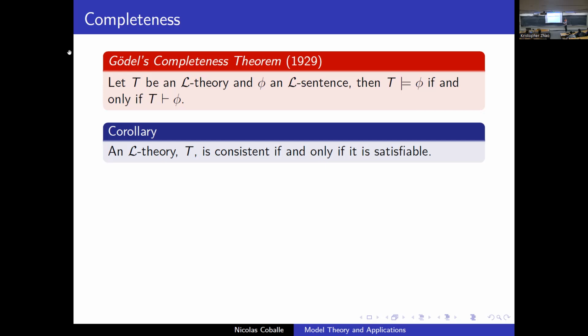So we're going to first assume T is not satisfiable. Then there are no models of T. And that means vacuously, for every structure M such that M is a model of T, the sentence phi and not phi is valid in M. And by completeness, T proves phi.